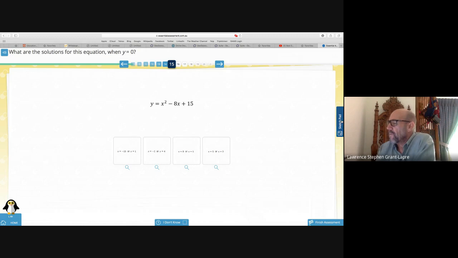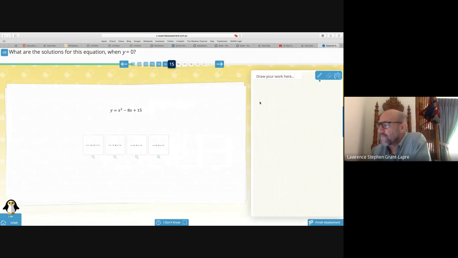Now, we're going to factorize when y equals 0. So 0 equals x squared minus 8x plus 15. Some of you will know that you can use the quadratic formula when it equals 0.